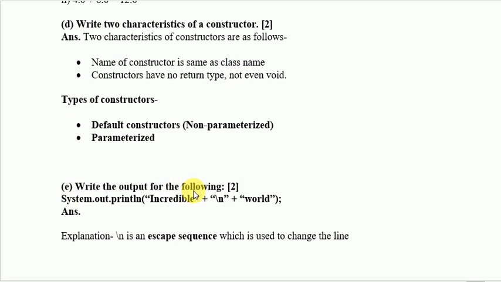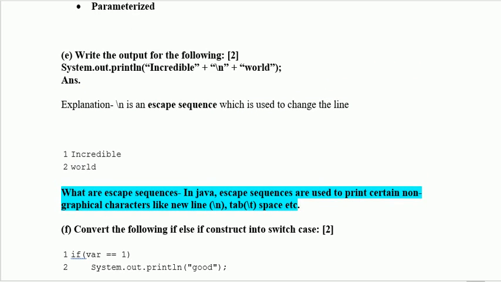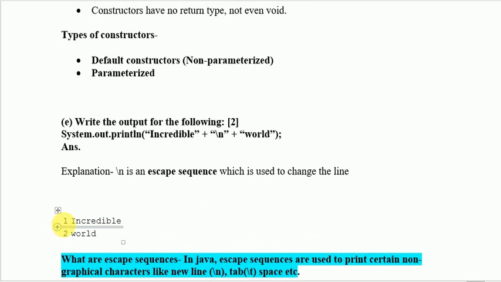Write the output of the following: System.out.println("Incredible\n" + "World"). This backslash n is an escape sequence that we shall be discussing later. So let us see what the answer is. Here is the answer for you. Ignore this 1 and 2. I have just written those to tell you the line number. However, it is not required for your answer. Just use two different lines. So I'll explain the output.